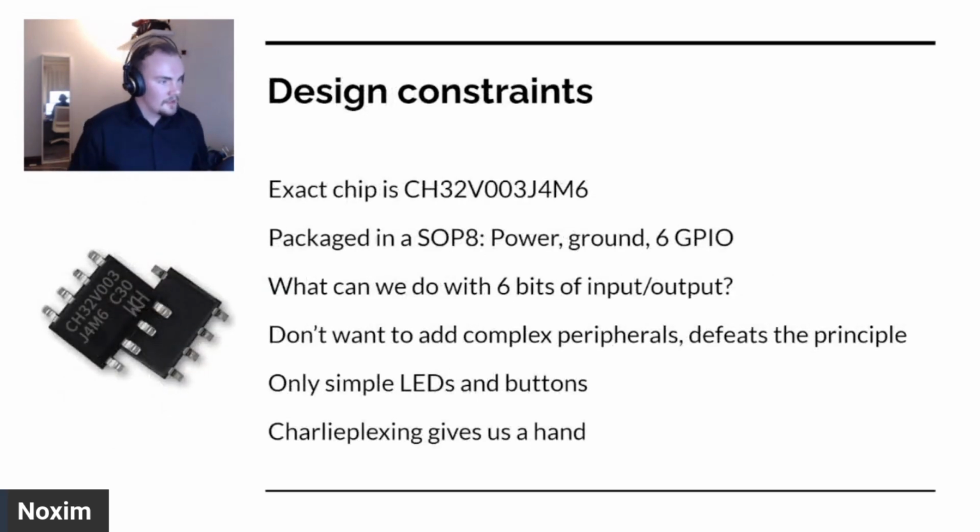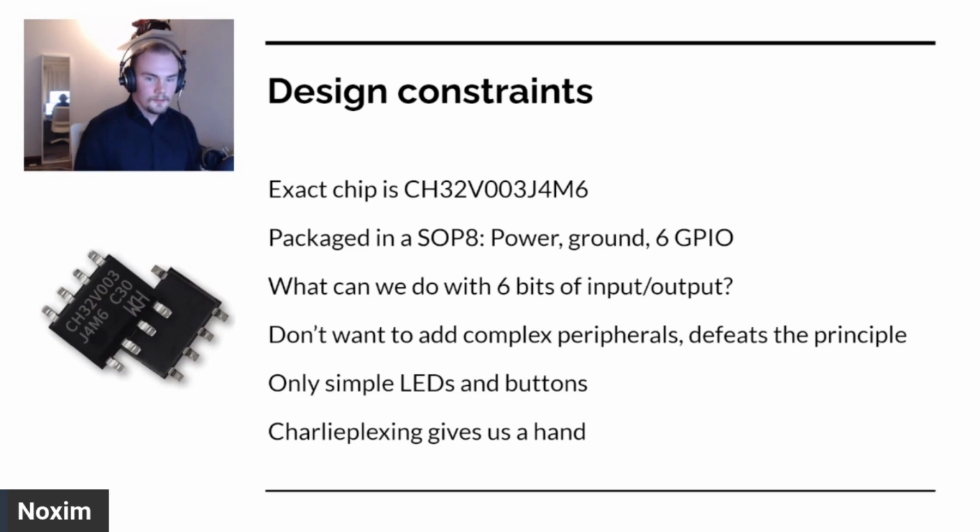So we picked this even longer name, V003 J4M6. The J4M6 just means it's packaged in a SOP 8 package, which is an 8-pin sort of thing. You can see it on the left. And 2 of those pins are used for power and ground. So you only really get 6 general purpose input outputs.